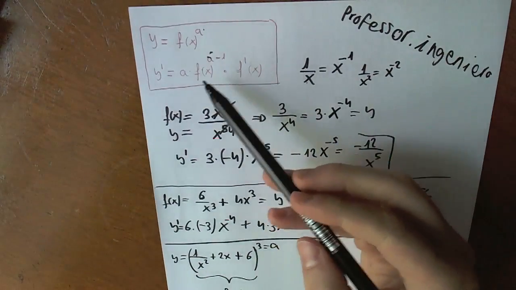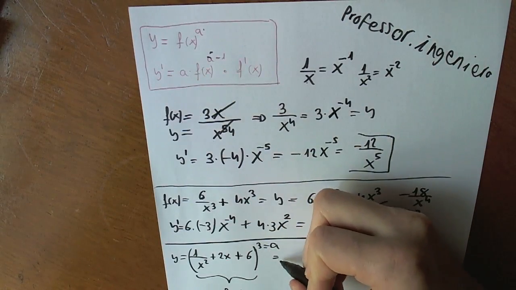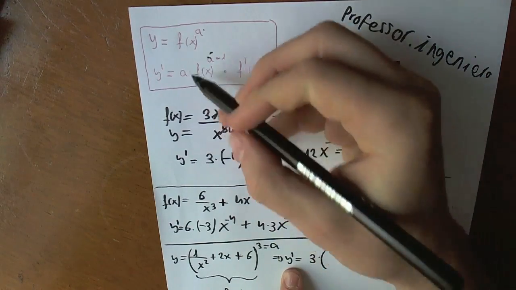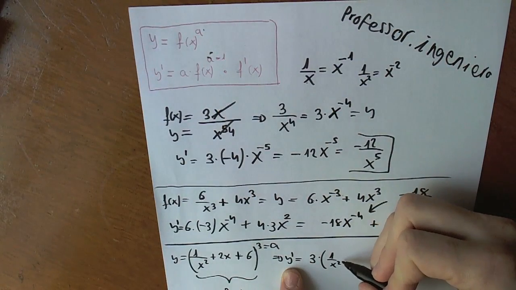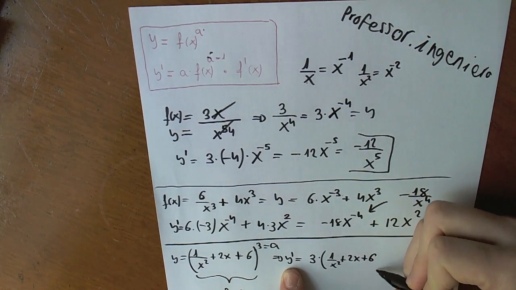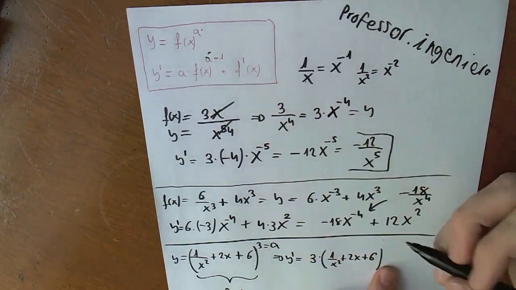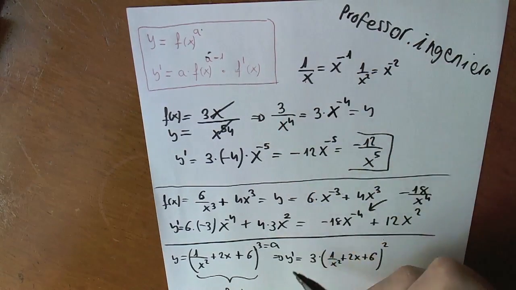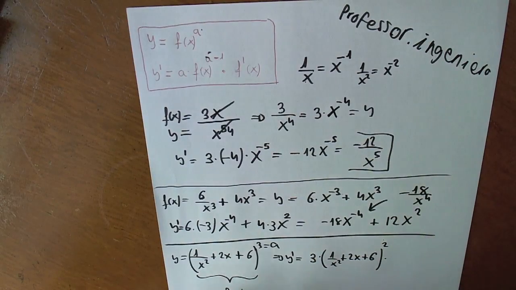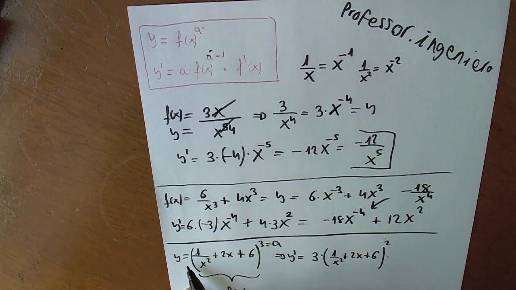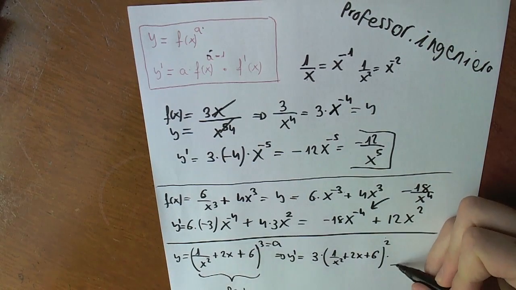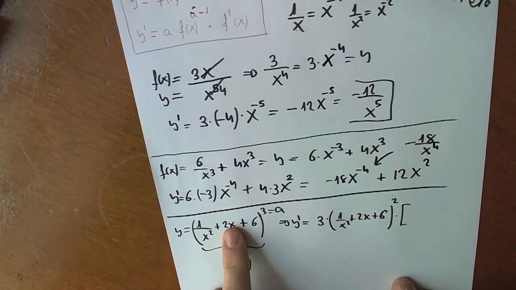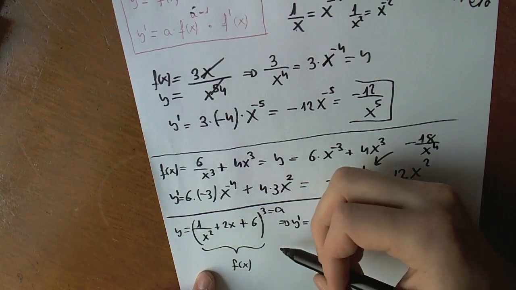f(x) is everything here, and the a is 3. So the derivative is: the a goes down, so the 3 goes here, multiplying f(x), 1 divided by x squared plus 2x plus 6, and the power is a minus 1, so 3 minus 1 is 2. Then we need to multiply by the derivative of f(x). In this case, the derivative is the derivative of everything inside. So we need to open a parenthesis here and multiply by the derivative of this. What is the derivative of this?